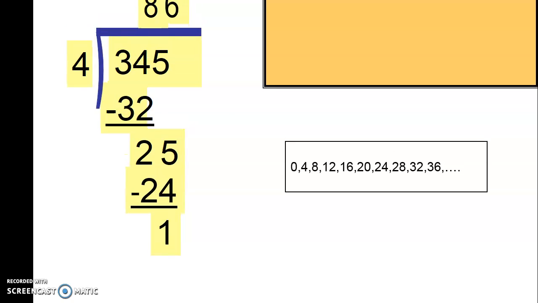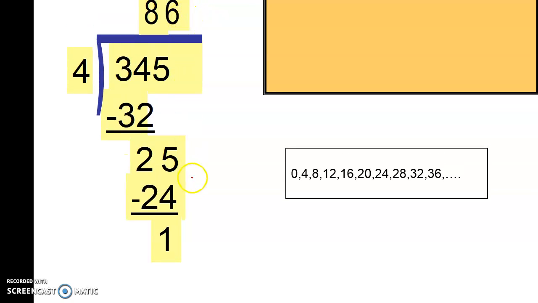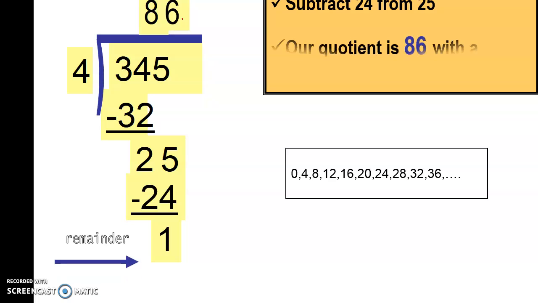What can we say about the number that's written up and what can we say about the number that's written down? So 1, we call it remainder, whereas 86, we call it quotient. So our quotient is 86 with a remainder equals 1. So the answer of this division is 86 is the quotient. And the remainder is 1 means 1 is left.